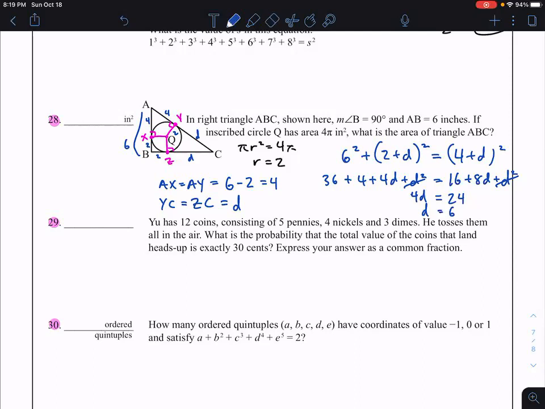So now that we know that, we can find that BC is equal to 2 plus D, or 2 plus 6, which is 8. And we can solve for the area. Half times 6 times 8 is equal to 24. That's your answer.